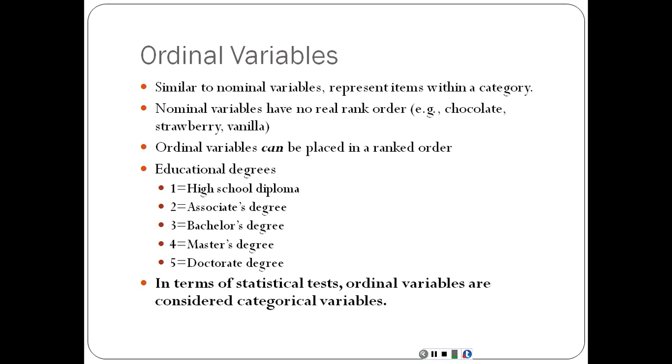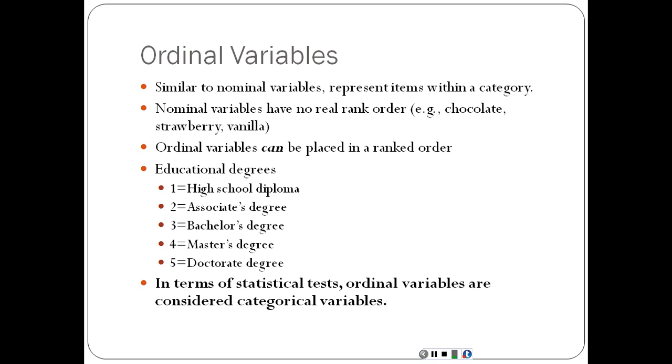So, there are also ordinal variables, which are similar to nominal variables. They represent items within a category, whereas nominal variables have no real rank order to them. For instance, remember chocolate, vanilla, strawberry. The values in an ordinal variable can be placed in a ranked order. For instance, there is an order to educational degrees. If I'm asking for someone's highest level of education, I could say 1 for high school diploma, 2 associate's degree, 3 bachelor's degree, 4 master's degree, or 5 doctorate degree. As you can see, this is ordered.